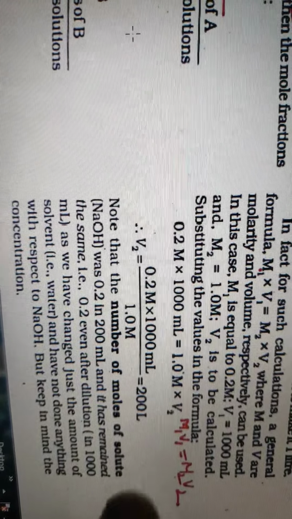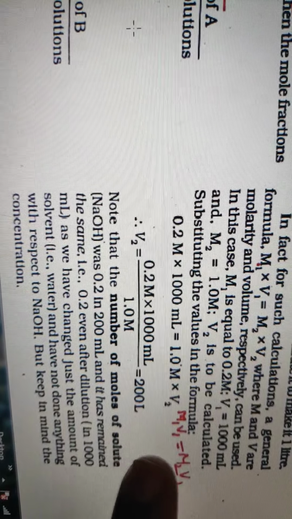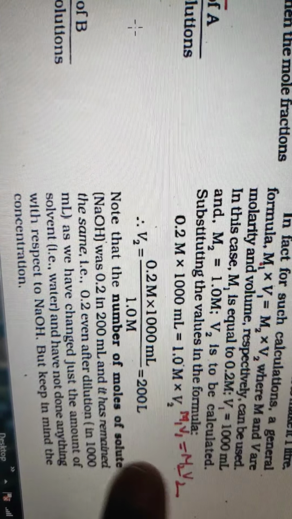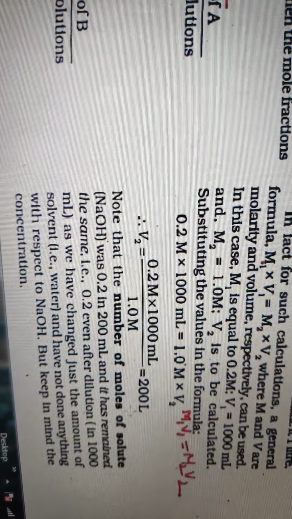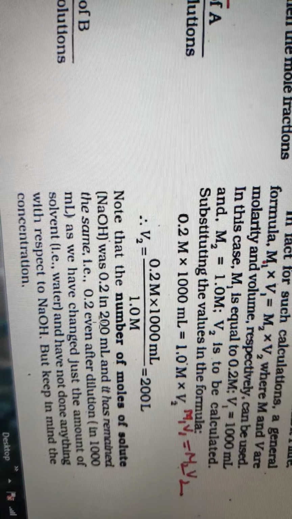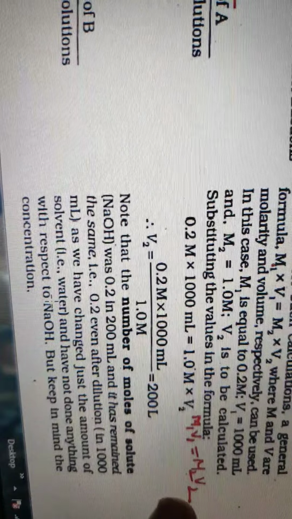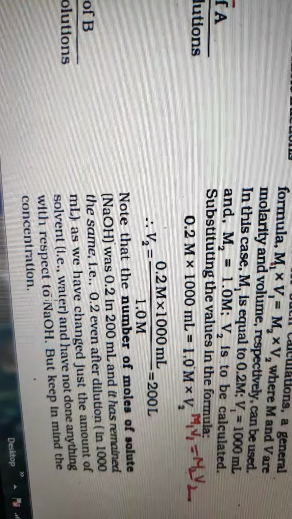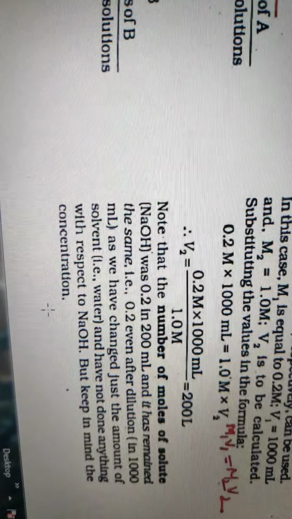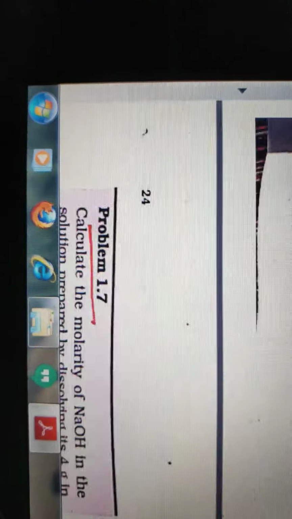200 ml it should be, not 200 liter. 200 milliliter is required, and then you add enough water to make it 1 liter of 0.2 M NaOH solution. So there are two methods, either apply the unitary method or put the formula M1V1 equals M2V2. So this was about the molarity. Now we will discuss the problem question.